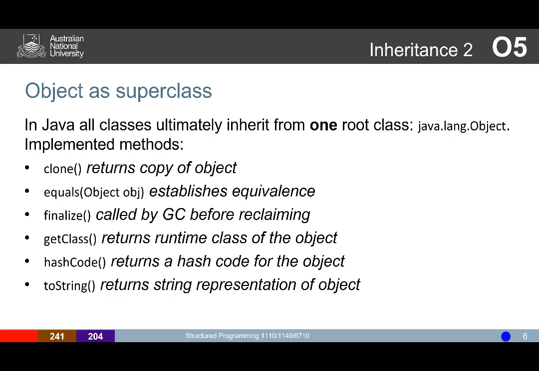And finally, toString. We've used this a lot already, and we've overridden it a lot of times. ToString is meant to be used anytime you need a string representation of the object. So anytime you want to print it out to console or write it to a file or something like that. So every object has these 6 behaviors.